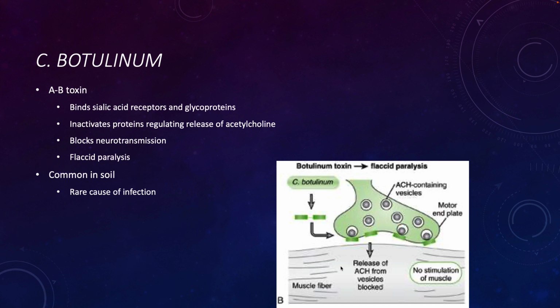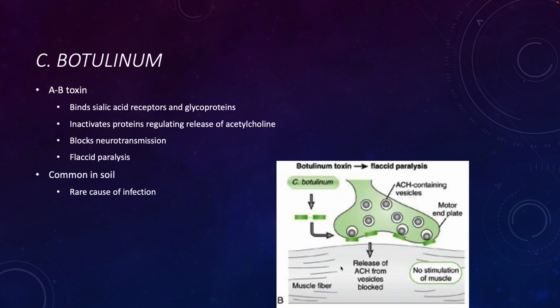It is also an AB toxin. It binds to sialic acid receptors and glycoprotein. So it binds to the same type of cells using the same type of receptors. However, the mechanism of action is slightly different. With the tetanospasmin, we can't release the inhibitory neurotransmitters. With botulinum toxin, we cannot release acetylcholine. And acetylcholine is necessary to stimulate the muscles. So the toxin does block neurotransmission and leads to the flaccid paralysis, no muscle contraction.